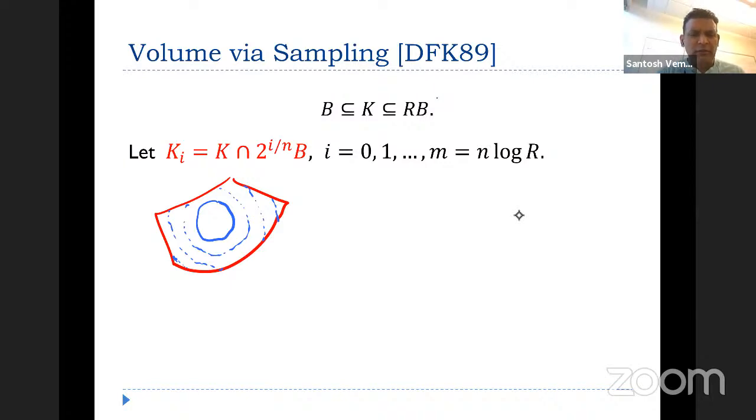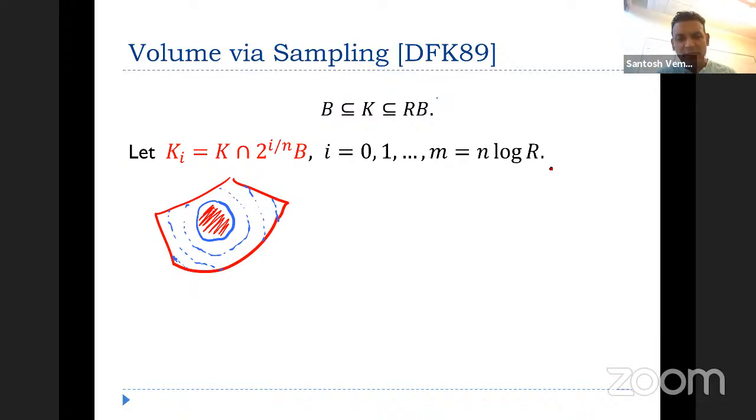More precisely, you start with K0 just being the unit ball. That's the innermost one here. And then K1 will be the convex body K intersected with a slightly larger ball, of radius 2 to the 1 over n, so about 1 plus 1 over n. And then 2 to the 2 over n and 2 to the 3 over n and so on. When i is large enough, when it's about n times log R, then the ball will contain the entire body. So the last body will just be the convex body K.